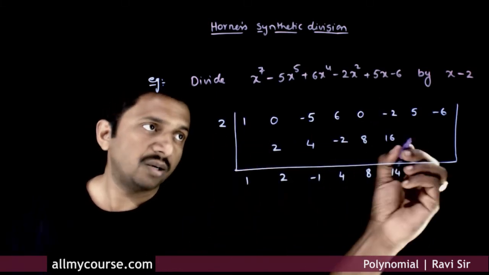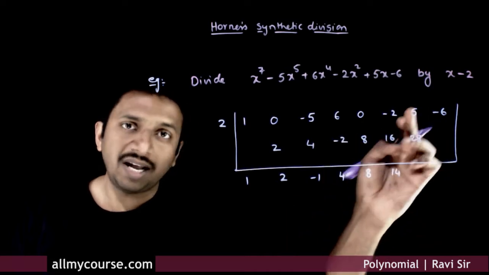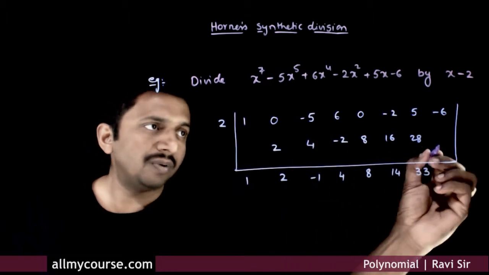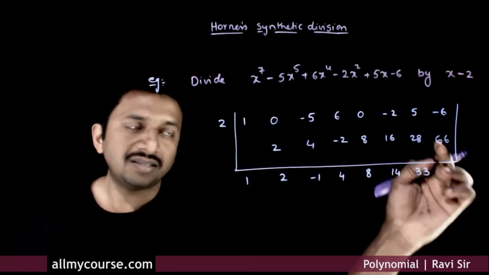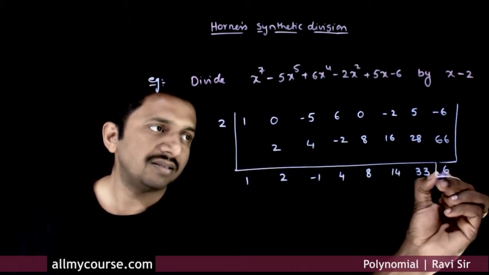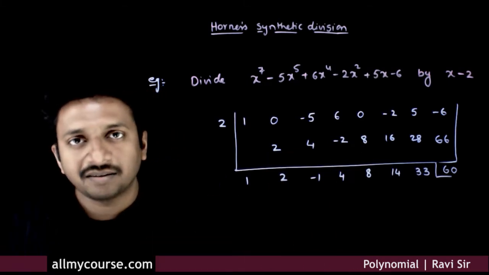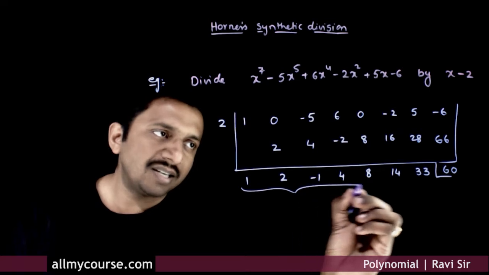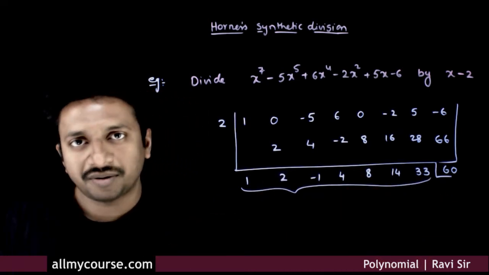14 2s are 28. 28 plus 5 is 33. 33 into 2 is 66. 66 minus 6 is 60. So the last number corresponds to the remainder. All these numbers correspond to the quotient.